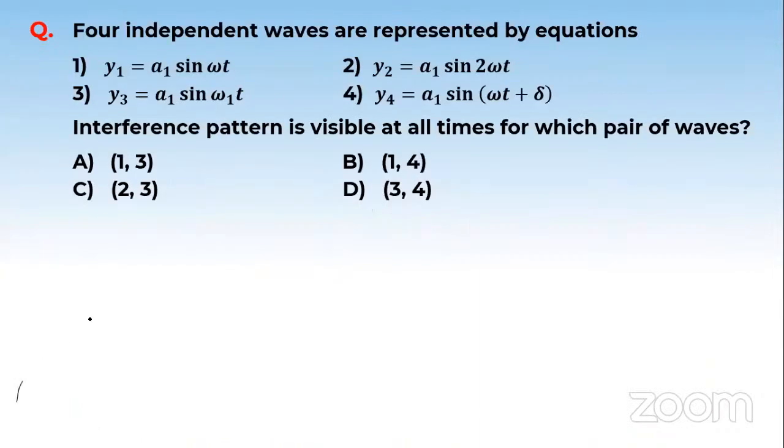So this was the question: suppose four independent waves are represented by equations like Y1 equals A1 sin omega t, Y2 equals this, Y3 equals this, Y4 equals this. Reply in the chat box: were all these questions completed in your class or not?